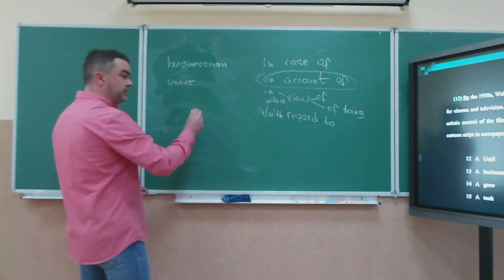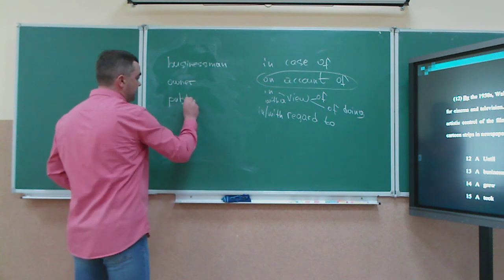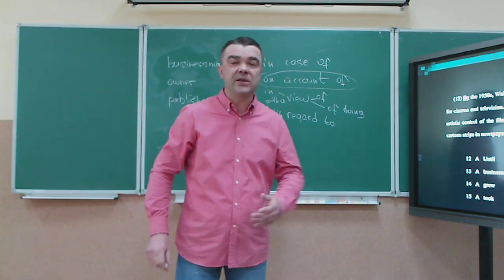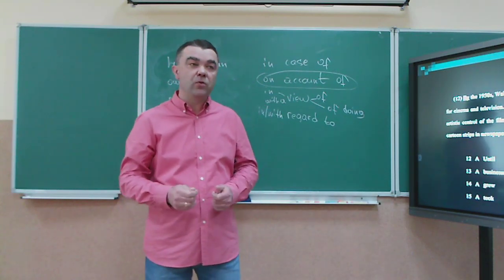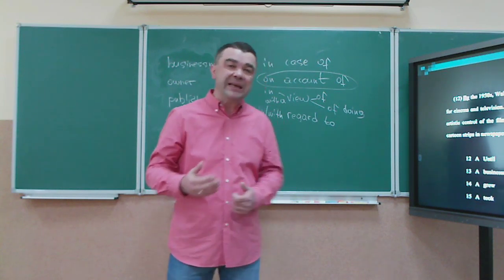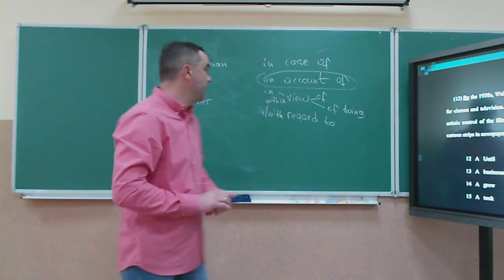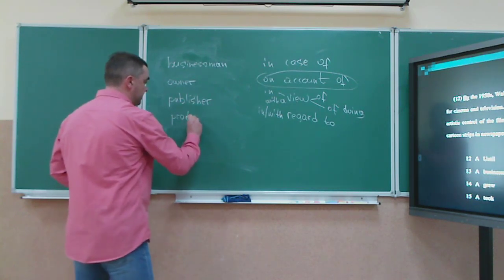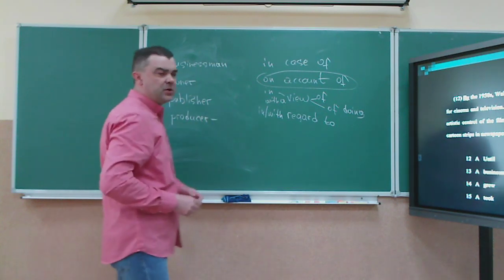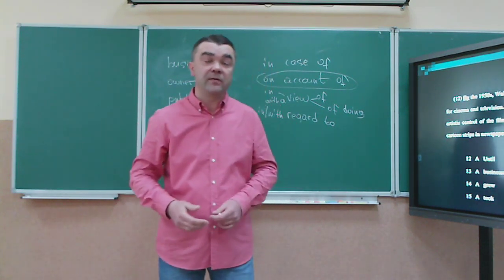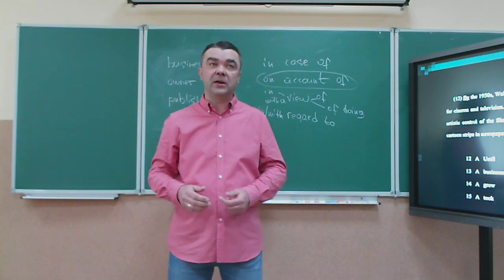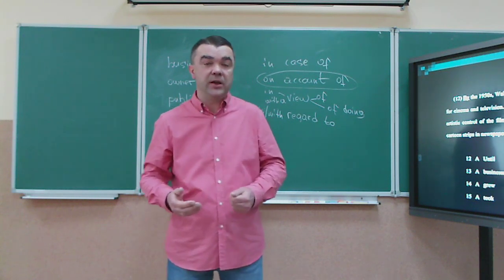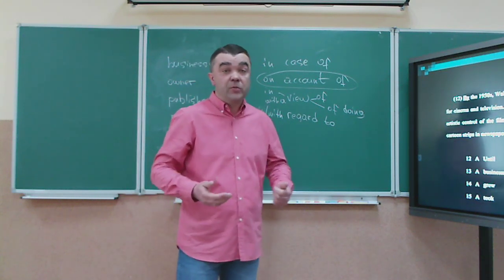It means that I'm the owner of this car. Next we have publisher. Publisher is a person or organization that is responsible for publishing books, magazines, newspapers, and so on. Next we have producer. What is a producer? A producer can be a person or some kind of organization that is responsible for some financial arrangements of a film, a song, some kind of musical group, and so on.